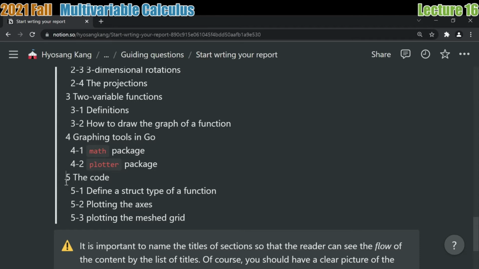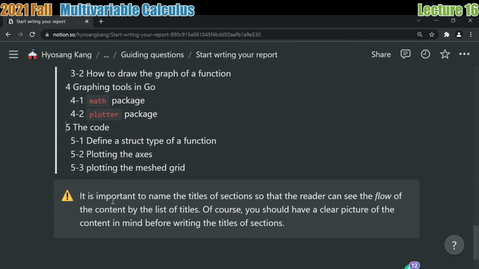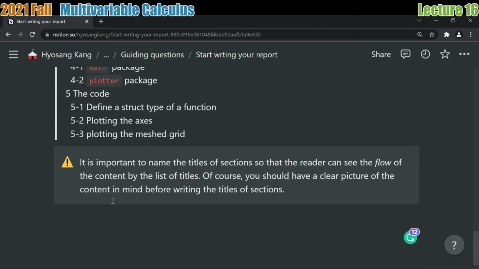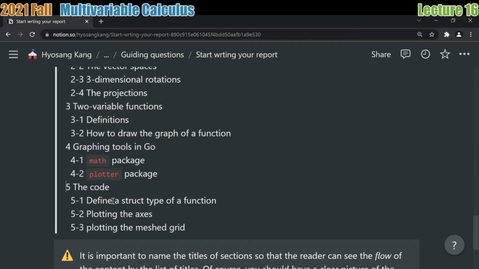Because that's our goal, the goal is to give code or explain the code that draws the graph of a function. So that's the result. And these three subsections are what we have done, and I actually explained it in the class. So once you lay out your sections by title, you can fill in the content. That's how you work when you research something.